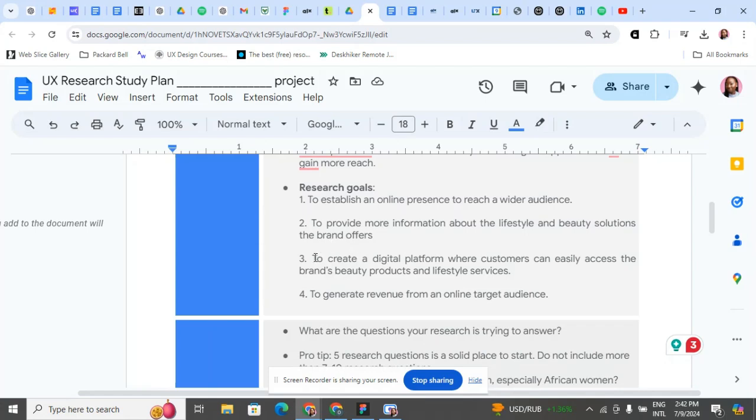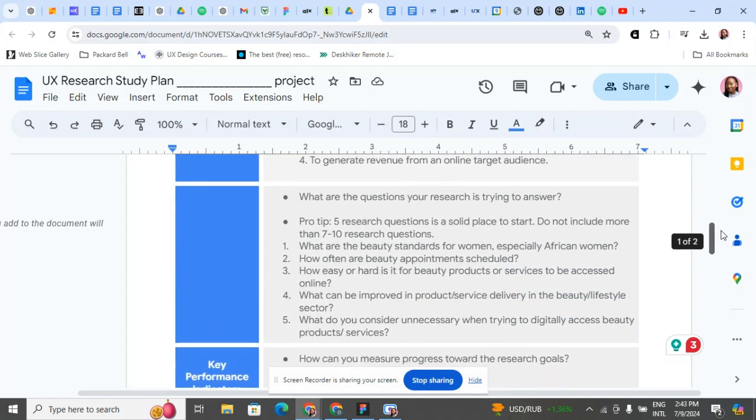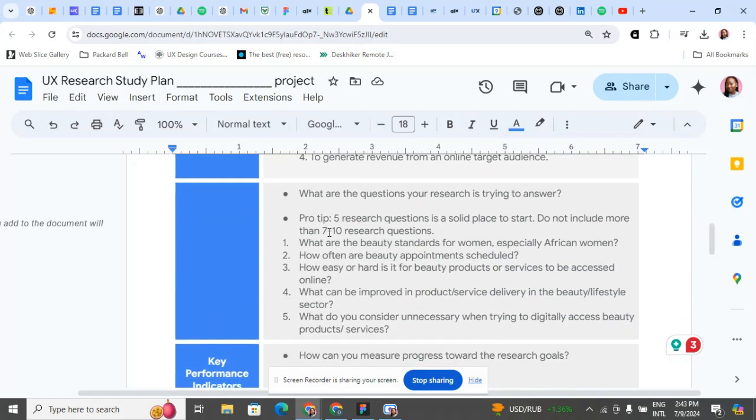So even providing more information about the lifestyle and beauty brand solution sounds similar to creating a digital platform, but it's not the same. We're trying to put as many differences as possible when we are discussing the research goals. Okay, now we go to the research questions. As I said before, the research questions are not the same as the research goals. While the research goals focus on what we're trying to achieve, the research questions are trying to answer the questions that the brand is looking out for.